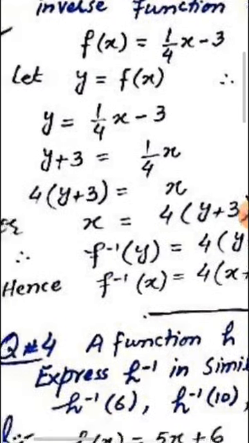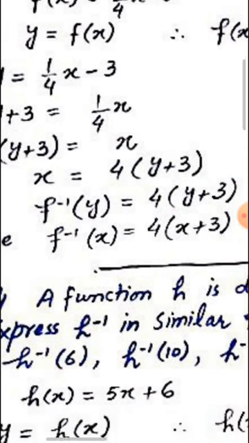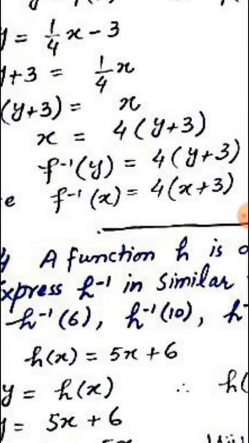So f inverse y, because x is equal to f inverse y, so f inverse y is equal to 4 into (y plus 3), and f inverse x will be 4 into (x plus 3). So the function f inverse x is equal to 4 into (x plus 3).